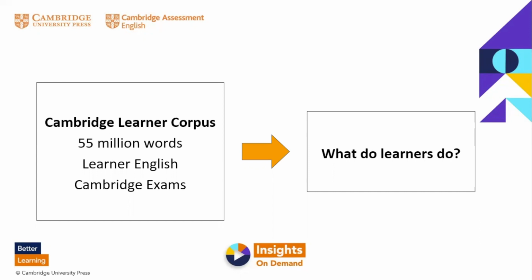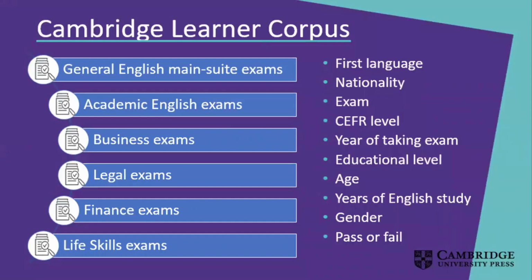And the Cambridge Learner Corpus specifically is the world's largest collection of texts written by people learning English. It's made up of student responses to the writing sections of Cambridge English exams. The project has been running for over 20 years, and new texts are being added every day. And it tells us what learners can do at each stage of their learning journey. It's really exciting stuff.